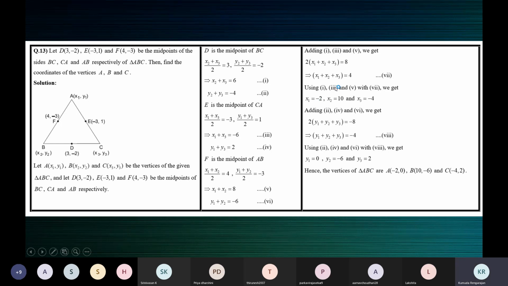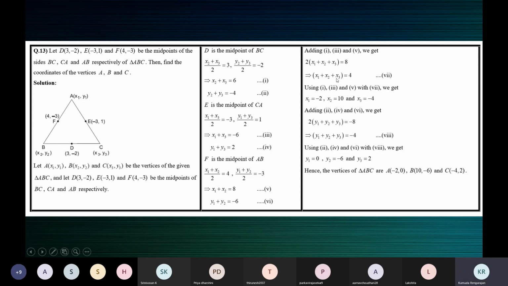Now let's use 3 in 7. That is result 3 in 7. Where is result 3? Here. x1 plus x3 is equal to, sorry, minus 6. So instead of x1 plus x3, don't write x1 plus x3, use minus 6. So you will get x2 minus 6 is equal to 4.